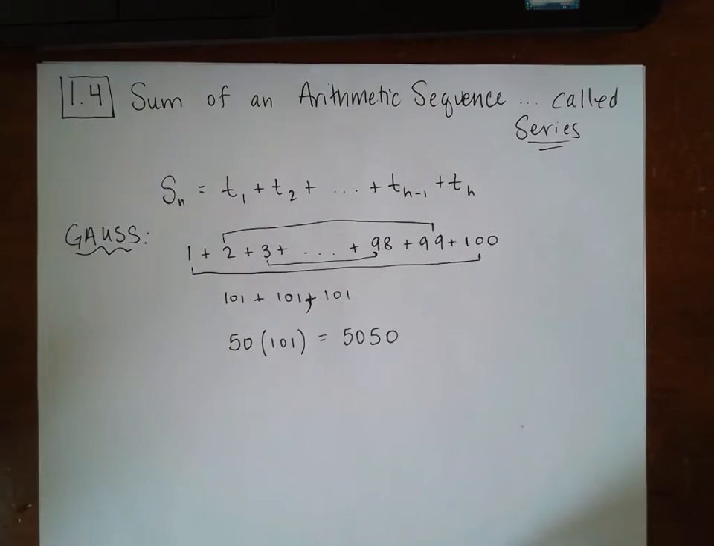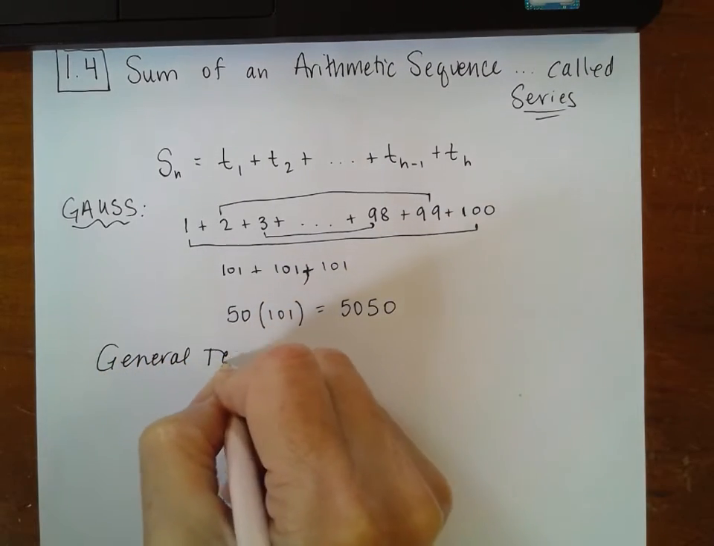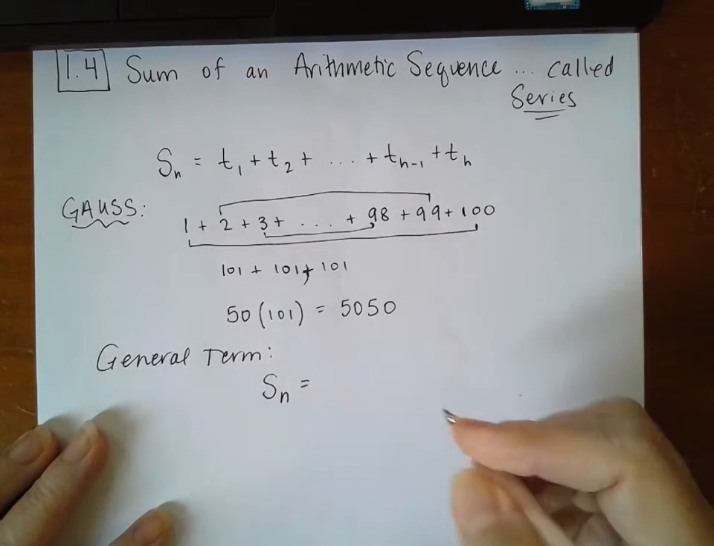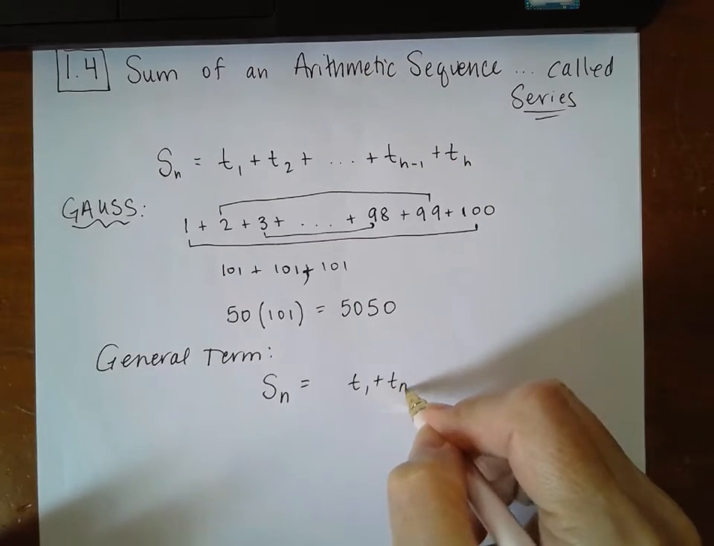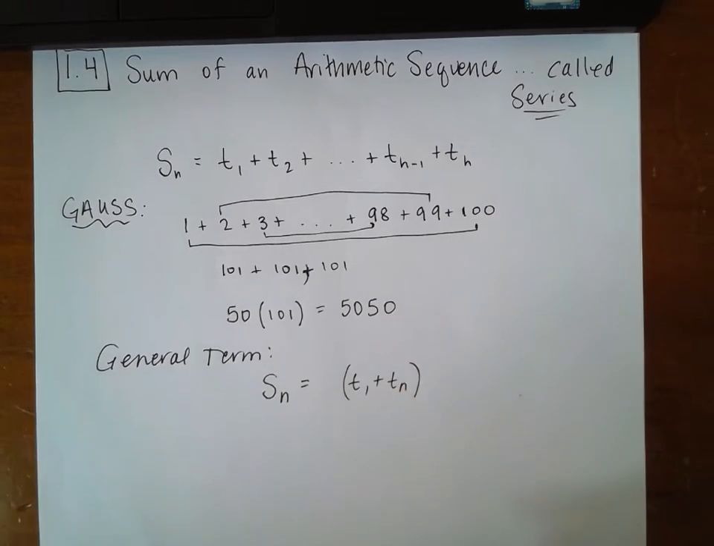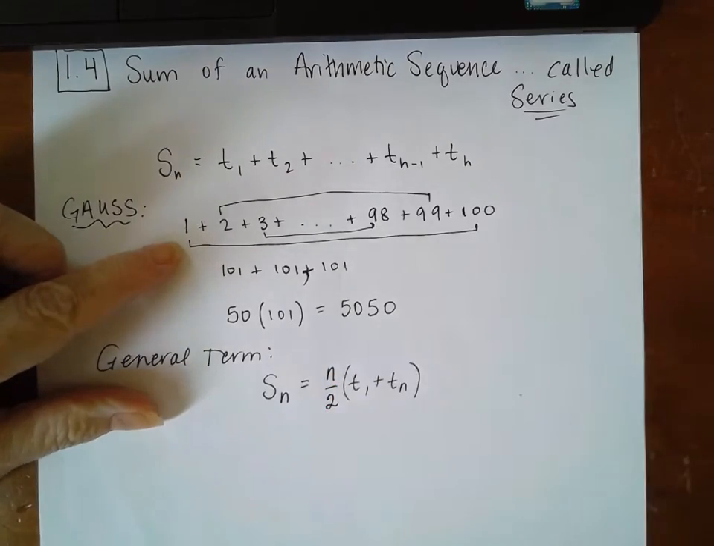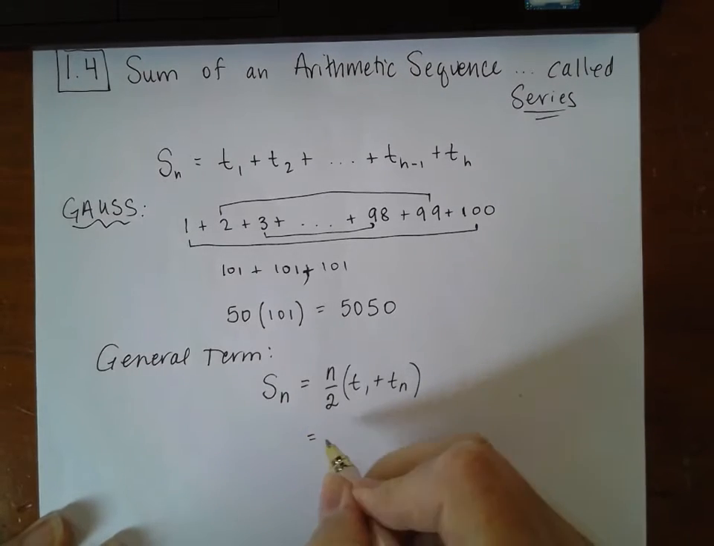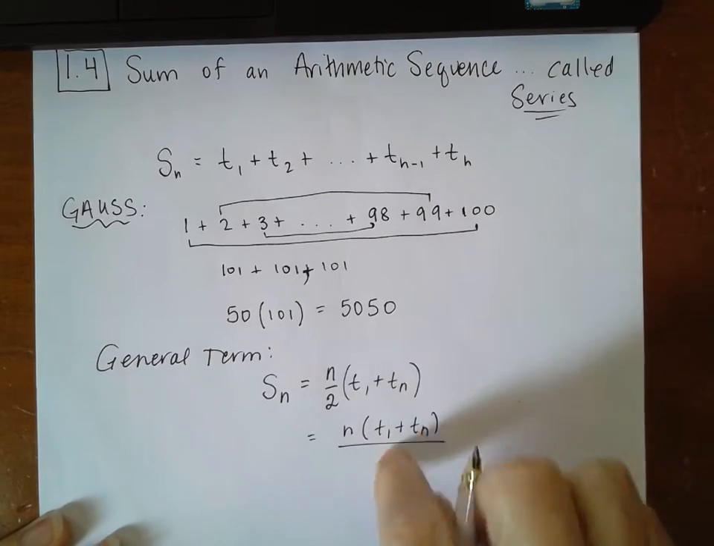So let's use that idea that Gauss came up with to get a general term. So our general term could be S sub n. What did Gauss do? He added the first term and the last term, so t sub 1 plus t sub n, and then he multiplied that by the number of terms divided by 2. So that is one general term for S sub n. Sometimes it's written like this. That's the same thing as that.